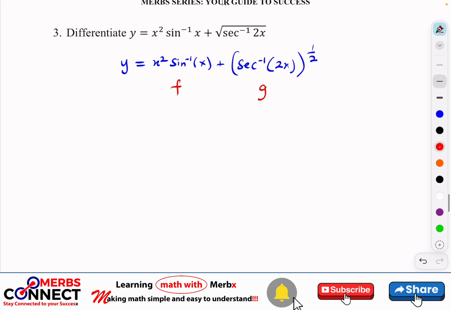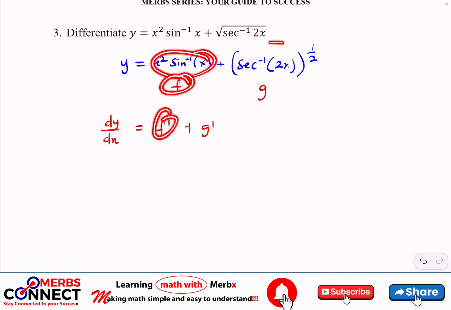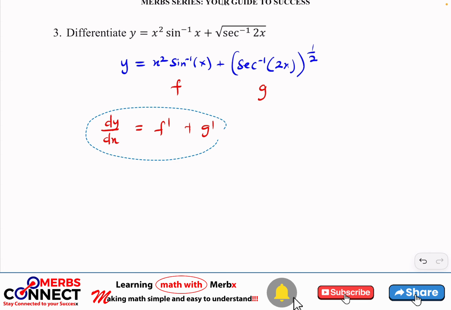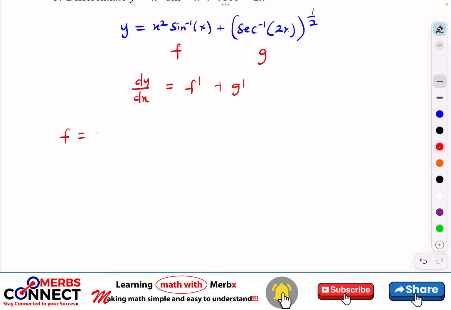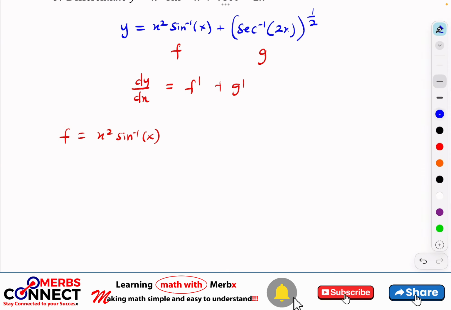So I'll have y prime, or let me say dy over dx, to be equal to f prime plus g prime, right? So if I want to differentiate, I'm saying that this is equal to f, right? So f prime, and this is g, so it's plus here, so plus g prime. So since we have this one, we can now go and figure out and bring them together. So now f is equal to x squared sine inverse of x. So we need f prime using the product rule.